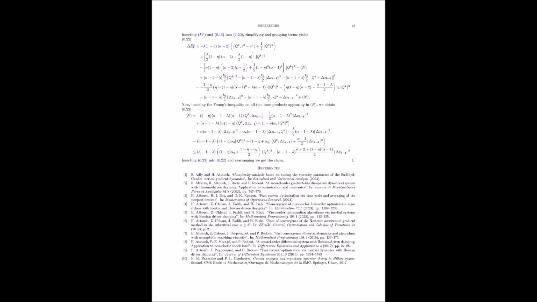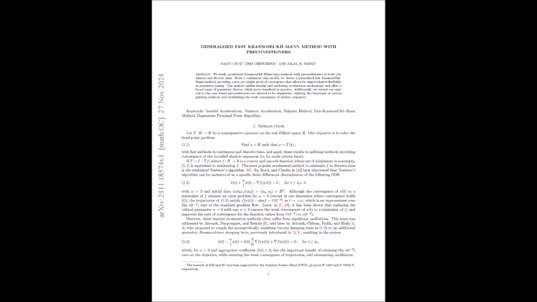All right. Today we're tackling a paper called Generalized, Fast Krasnosel'skii Method with Preconditioners, by Bu, Chenchene, and Fadili. It's a fascinating exploration of finding those elusive fixed points and doing it quickly. So for our listeners who might not be familiar, can you quickly explain what a fixed point is, and why should we care about finding them fast?